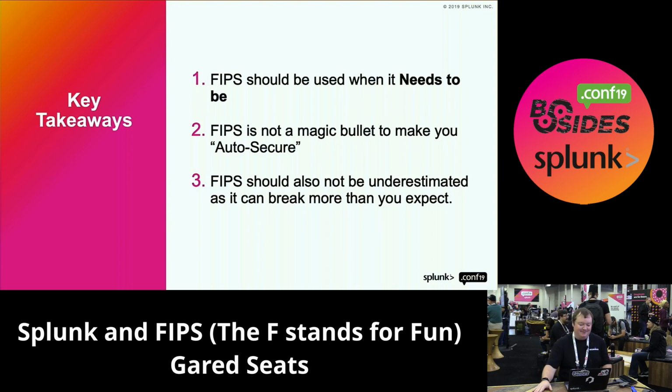Key takeaways from this, guys. When you're running FIPS, you should only really need to run it if you need to. If there's some kind of requirement, some kind of policy that's telling you have to run in FIPS mode, it's not a magic bullet to make you auto-secure. You have a billion other things you need to worry about on wanting to secure your Splunk systems. FIPS is not it. FIPS is just to make sure you're using crypto hashes that meet the government guidelines. And even then, you could probably go above that and be even more secure. But I digress on that point, because it would be more money for them if they had to do it again. So you also shouldn't underestimate it, because it'll break stuff.